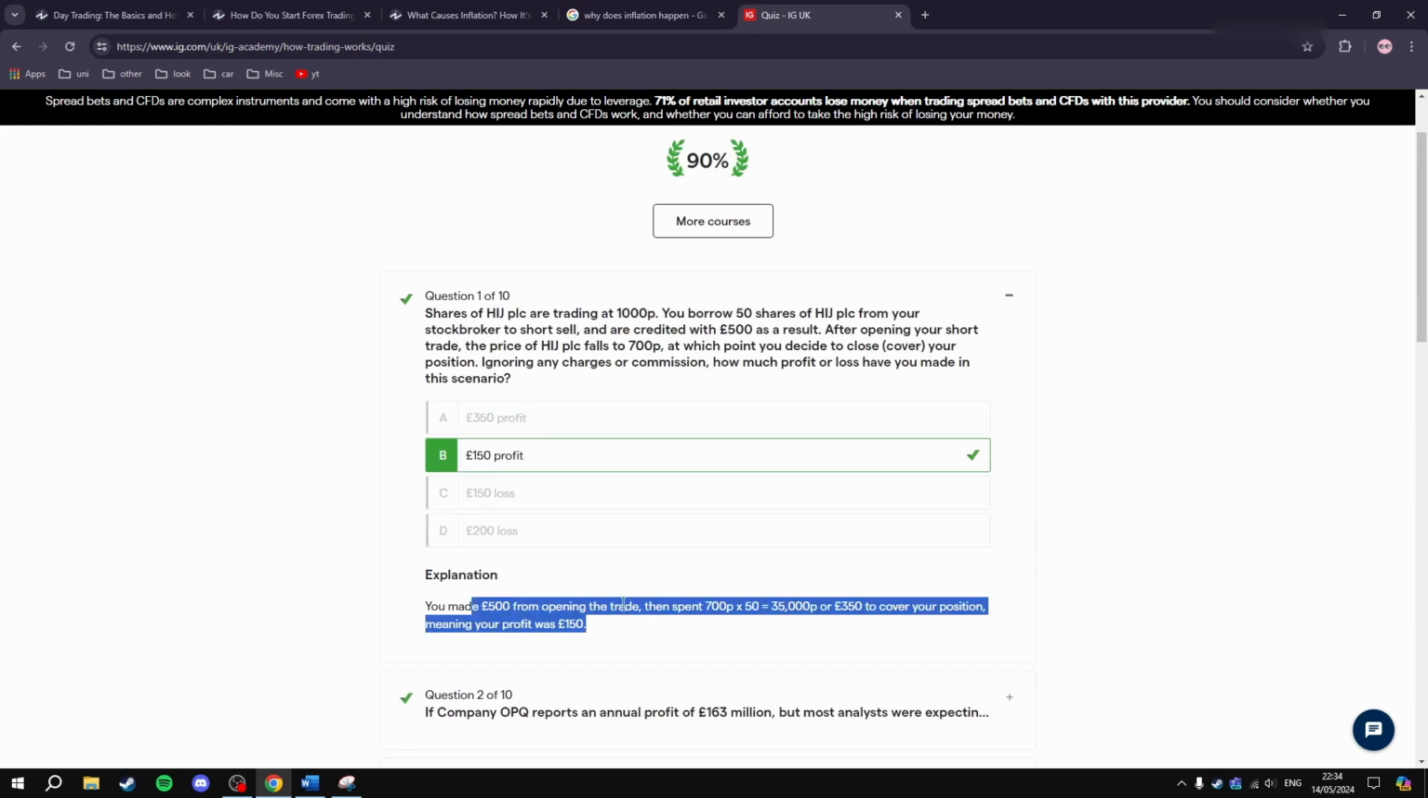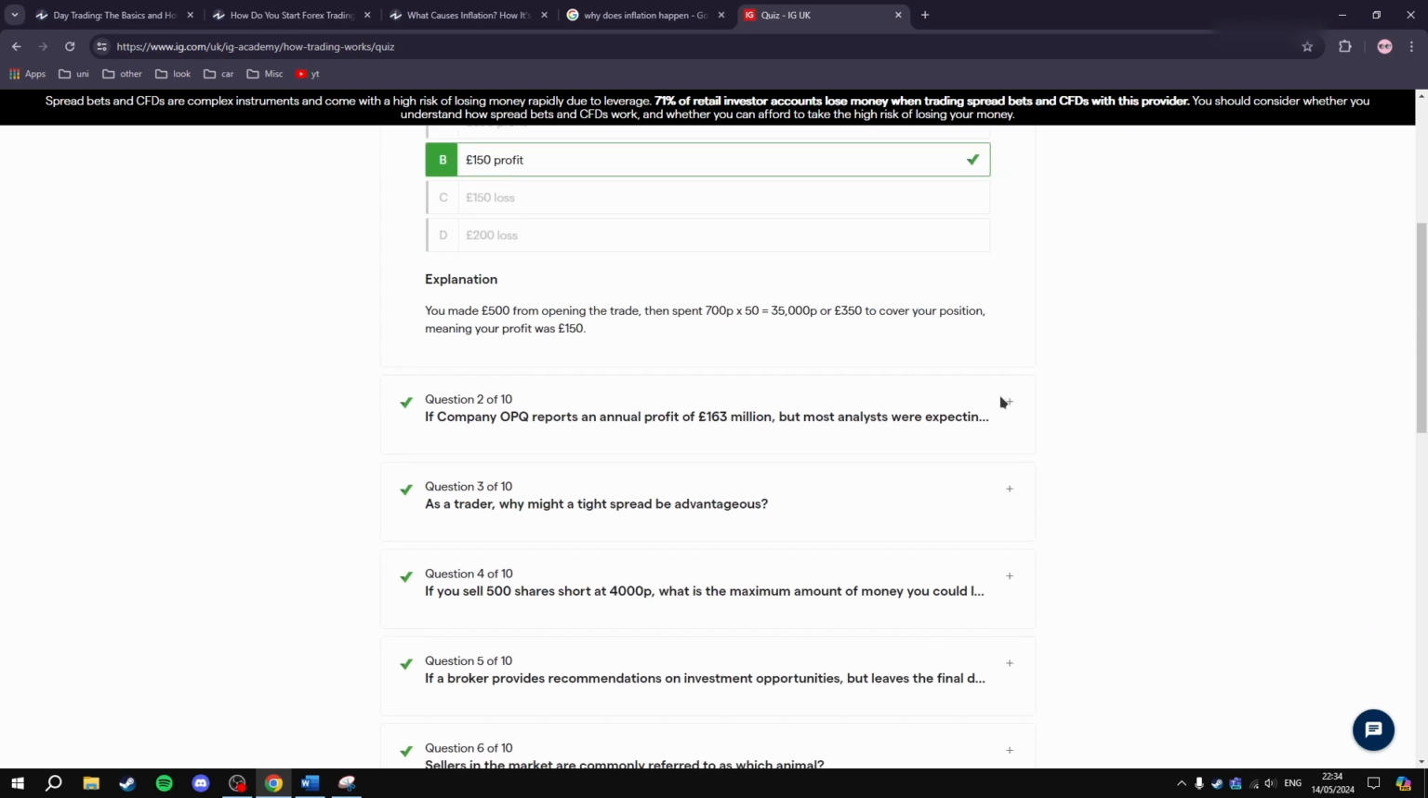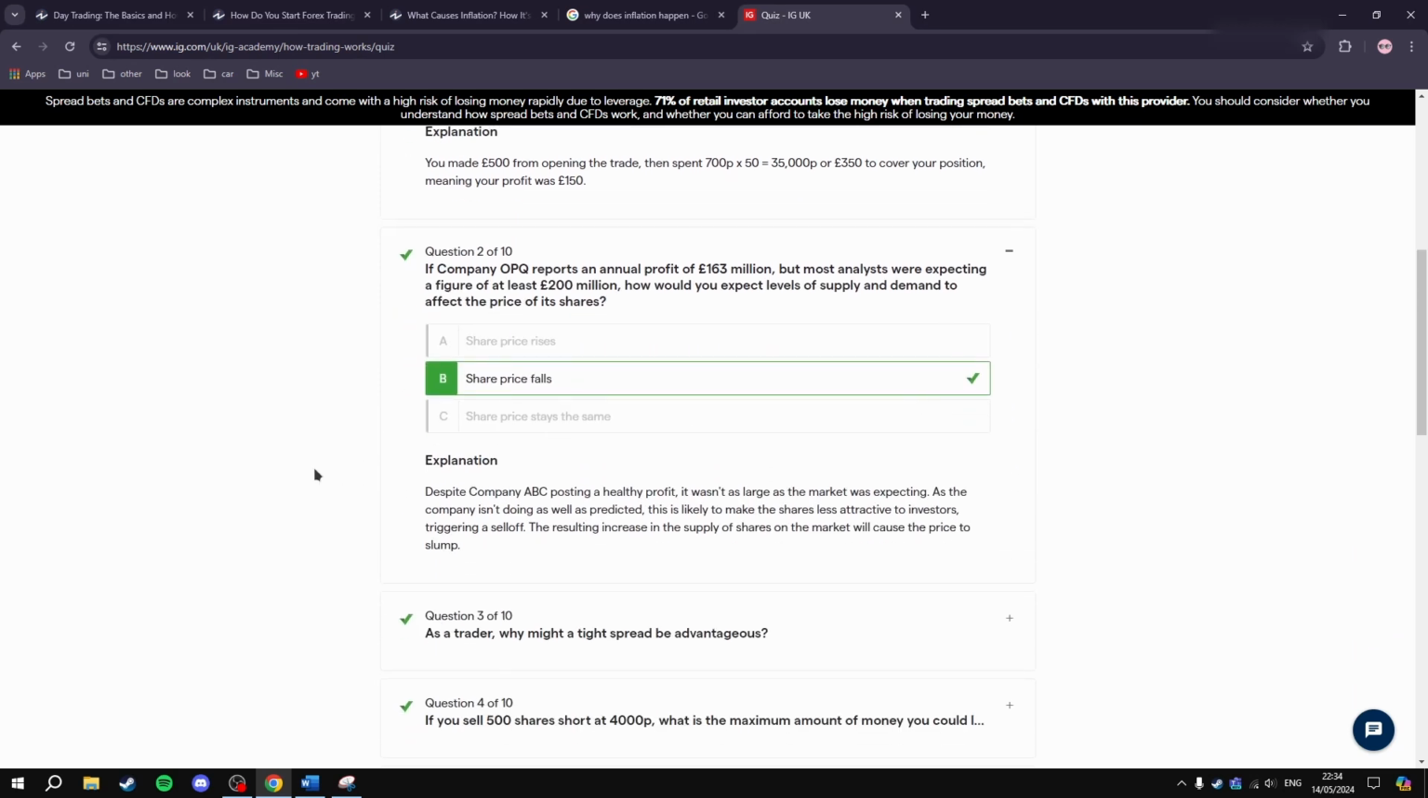You made £500 from opening the trade, then spent 700 pence times by 50, or 35,000 pence, or £350 to cover your position, meaning your profit was £150. Despite company ABC posting a healthy profit, it wasn't as large as the market was expecting. As the company isn't doing as well as predicted, this is likely to make the shares less attractive to investors, triggering a sell-off. The resulting increase in supply of shares on the market will cause the price to slump.